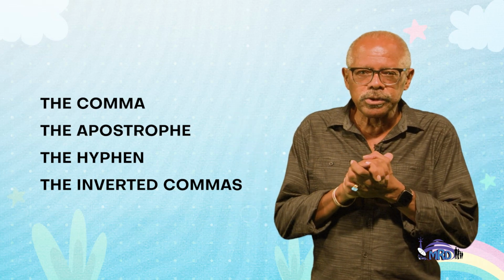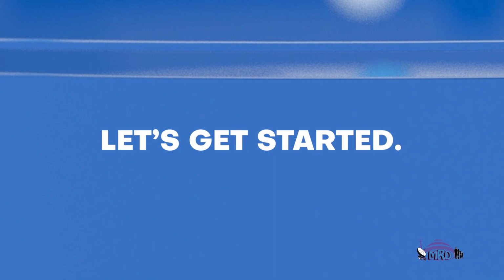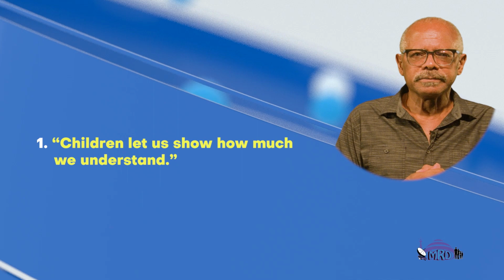Now let's begin with our usual short four-item quiz that we'll get back to at the end of our lesson. Get your pencil and paper and let's get started. There's a missing punctuation mark in each of the following sentences. Identify the missing punctuation and place it in the correct location. Children, let us show how much we understand.